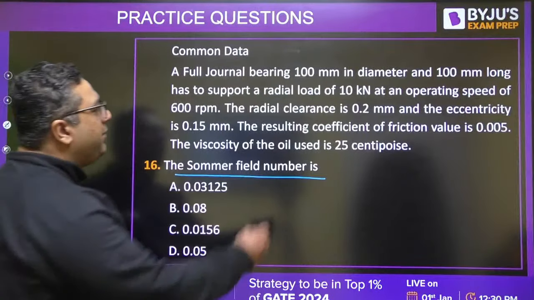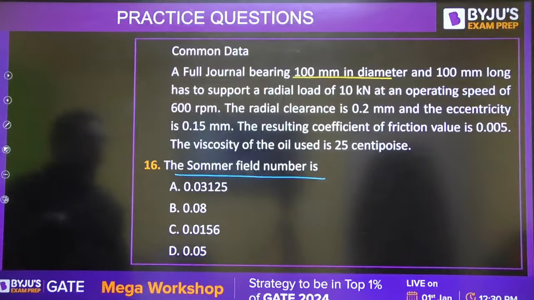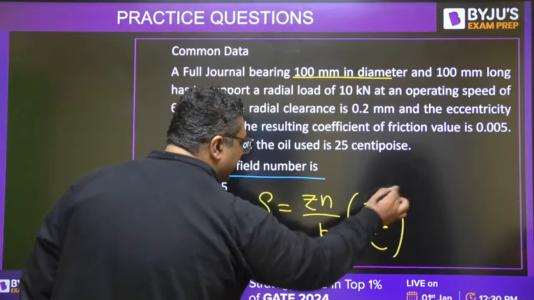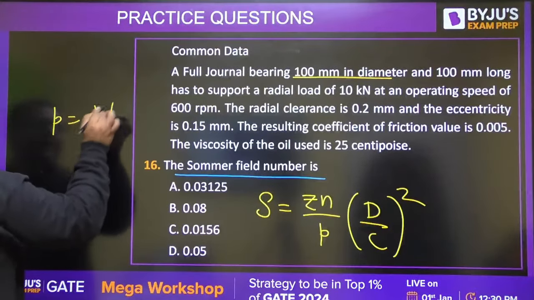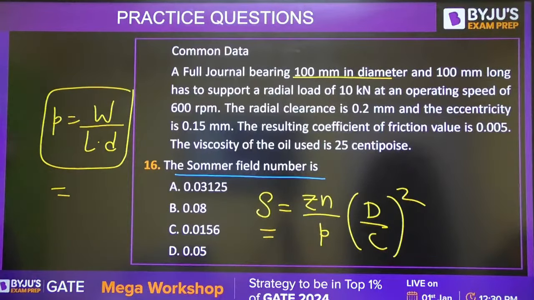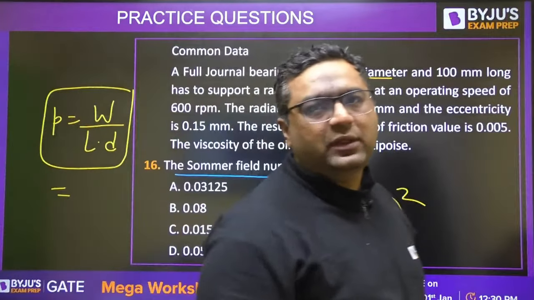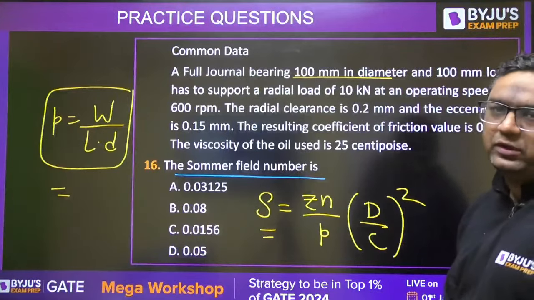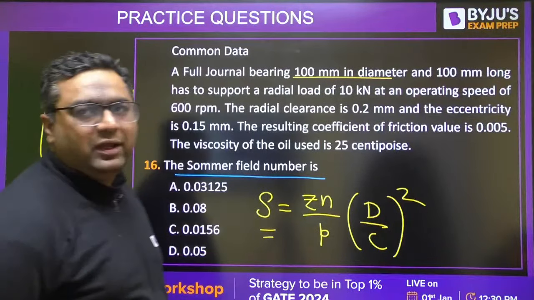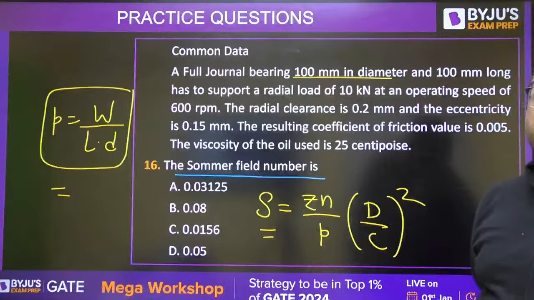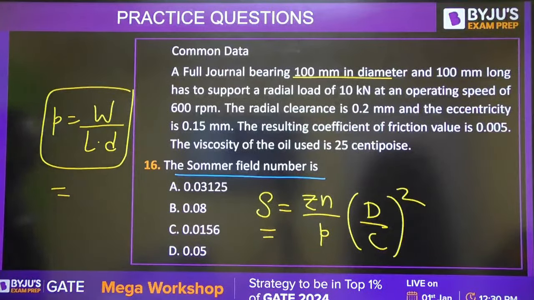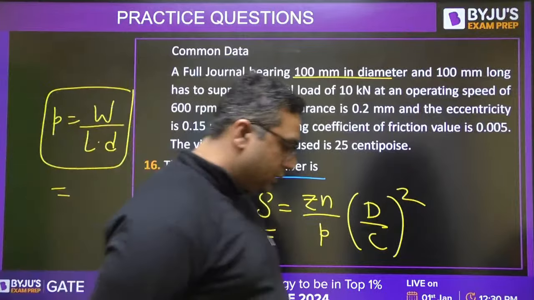Full journal bearing, 100 mm is the diameter, 100 mm is the length. You all know Sommerfeld number is given as bearing characteristic number into D by C square, and pressure is load by L into D. This is how you will find pressure and then Sommerfeld number. This is from journal bearing. Yes, Bhavya, your answer is correct for the previous one. Okay, but I am giving you that question as homework. That's great, you have done it. Okay, solve this then. Solve this.